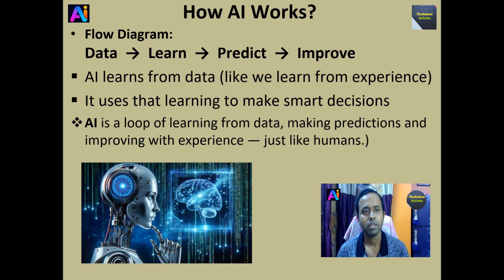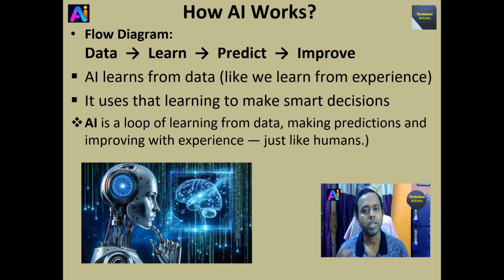Now how AI works. This flow diagram is given. The data means the historical data through which a model of AI is trained, then learns. So using this historical data or past data, the model learns and then predicts on that basis what will be the outcomes, what will be the result. And improve means over time the model improves, right? The model keeps improving with feedback and new data, right?